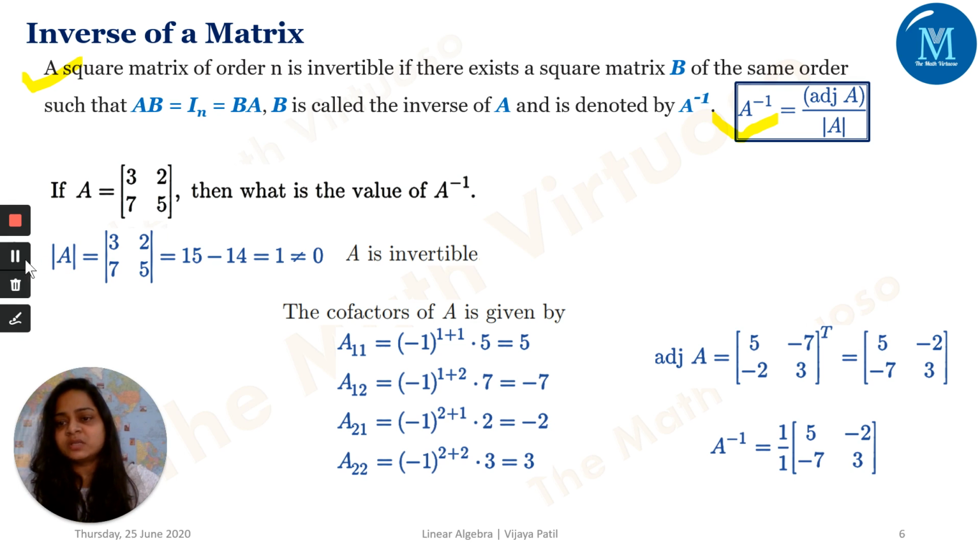So for A inverse, first of all, I need to find out whether it is invertible or not. So determinant of A has been given to me as 1. You can easily find out the determinant of this. So if it is 1, which is not 0, the matrix is invertible.